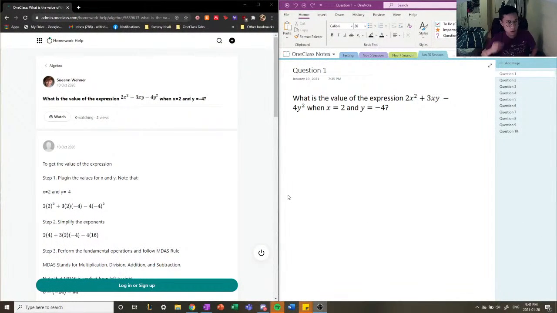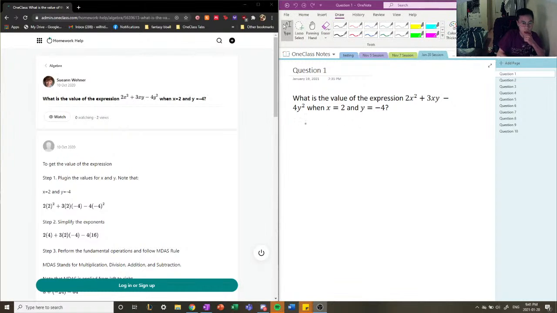All right, so the first question reads, what is the value of the expression 2x squared plus 3xy minus 4y squared when x equals 2 and y equals negative 4? Even before I jump into this question, I want to describe what we're trying to do here. This question gives us a function, and I'm going to label our function as z, and z is a function of two variables, x and y. It is a function that maps x and y to a different value.